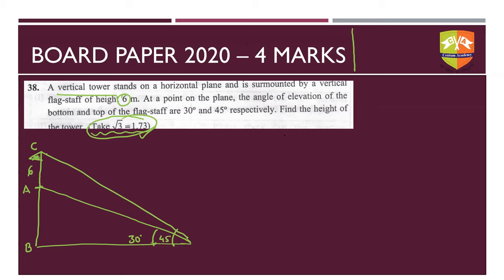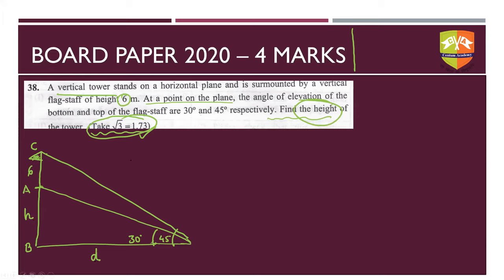Okay, now what? Find the height of the tower. In this case, they are asking only one thing, find the height. Okay, is there any other question? Many a times in the second line also they give the question. So hence read once again. At a point the angle of elevation is this, find the height. So make sure that only one thing is asked for, height. Okay, so we have to find out this height h.